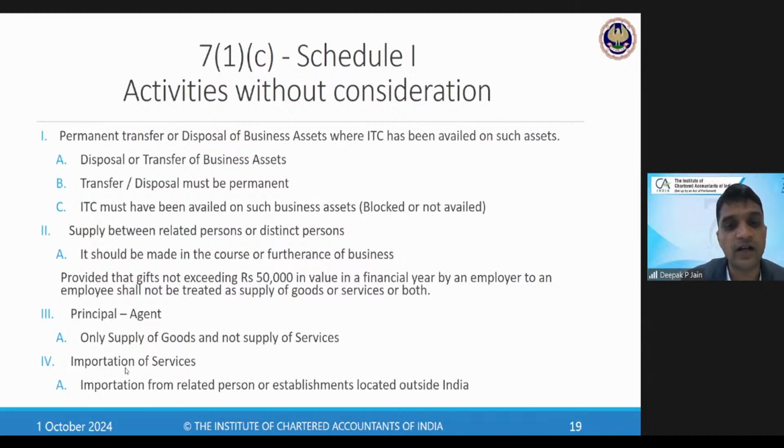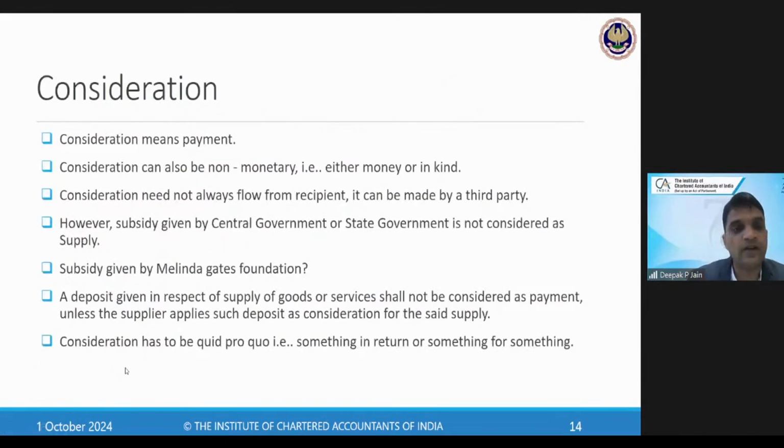We will go back to consideration and its exceptions. Perfect. Okay, consideration, we understood. Consideration means any payment. Now that consideration, is it necessary that it should be monetary? Yes, it can be monetary or it can be non-monetary also. It's not necessary that it should flow from the recipient. It can flow from any other person who is somehow related to the recipient, right? Only if it is related, he will pay. Correct. I will not pay any kind of consideration for someone whom I don't know. So generally, consideration can be paid by any other person also. Then subsidy given by the central government and state government is not a consideration, is not a supply. So we gave an example whether subsidy given by Melinda Gates Foundation will be a supply. We understood that it will be a supply because it is not a central government or a state government.